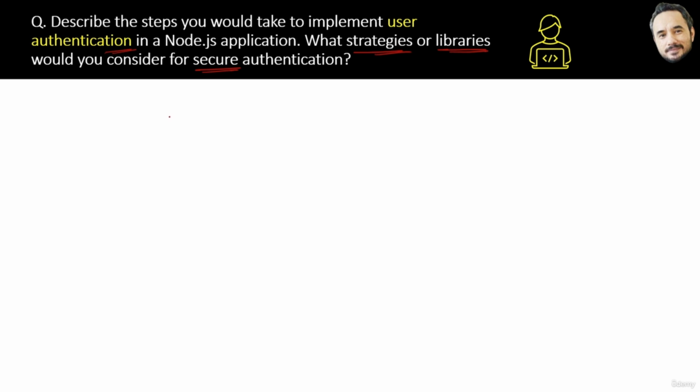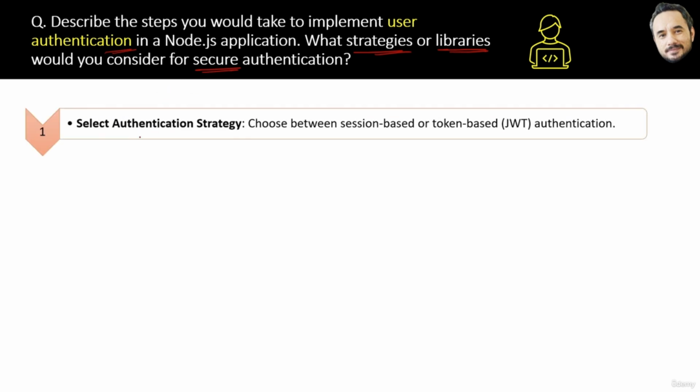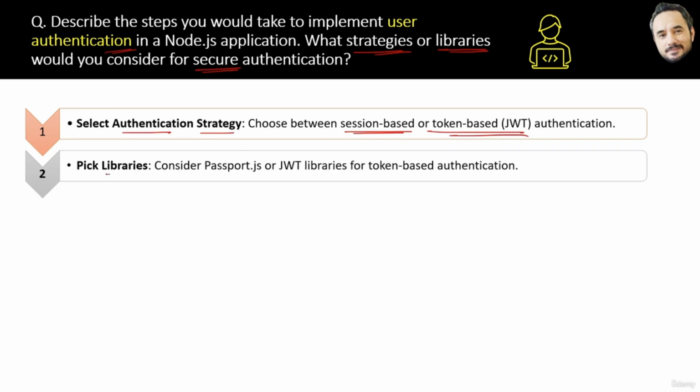I will share a few points here which are only suggested steps for implementing user authentication. The first step is to select the authentication strategy. Choose either session based or token based JWT authentication, anyone you can choose. The second step is pick libraries. Choose Passport.js or JWT libraries for token based authentication.